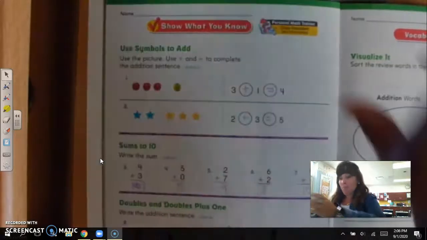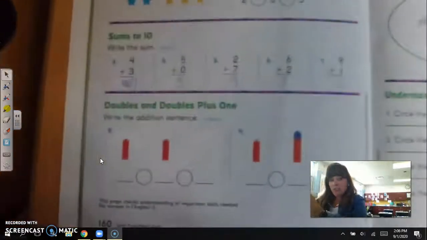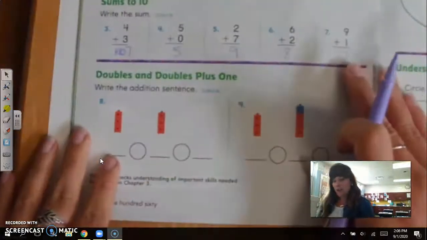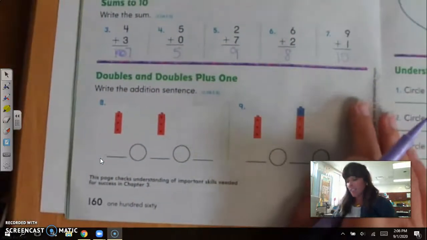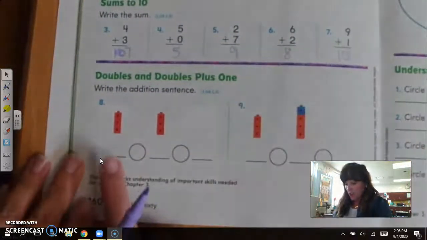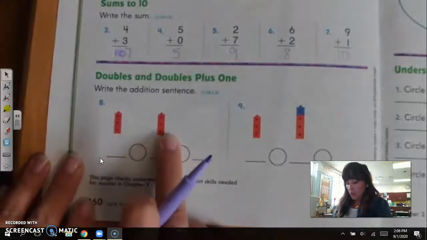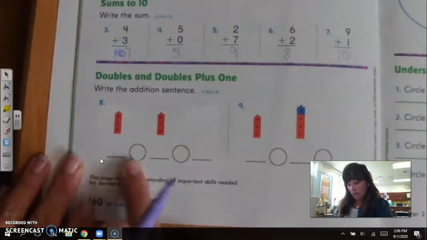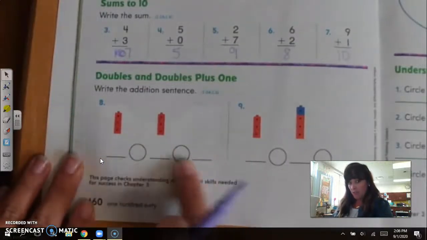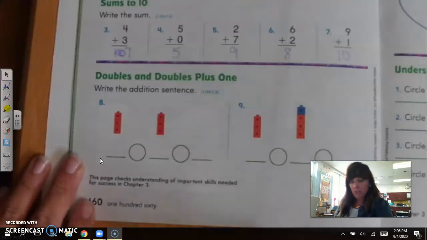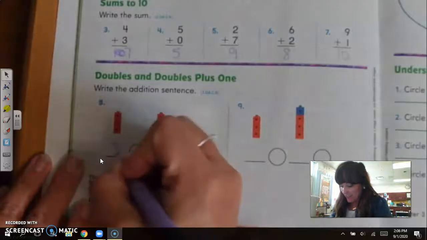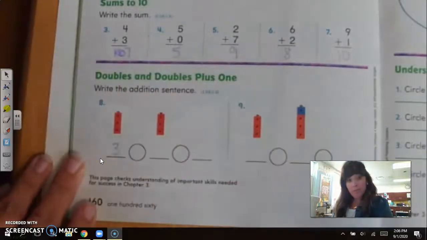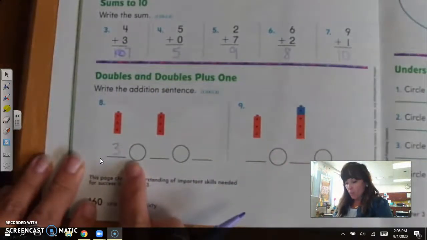All right, let's go down to number 8. I'll move the document camera just a tad bit. So we are on doubles and doubles plus 1. Write the addition sentence. So we're supposed to look at these blocks here, and it's going to be an addition sentence. Make sense? So how many red blocks are there? Shout it out. 3. 1, 2, 3. And then, what are we going to put in here?